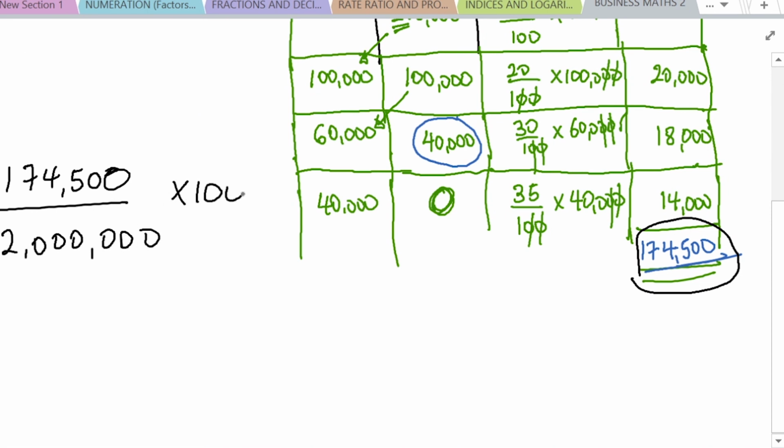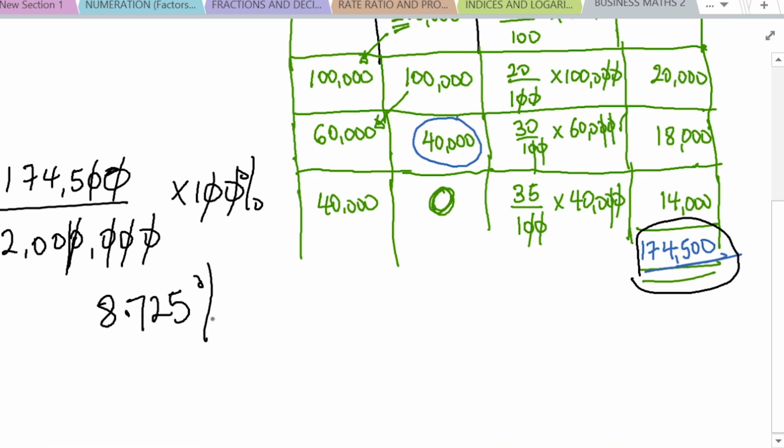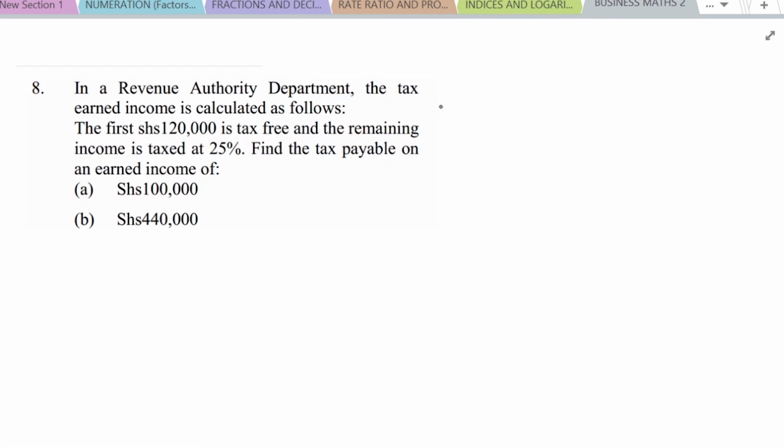Multiply that by 100%. These 2 zeros go with those 2 zeros. This goes with that. This goes with that. And then the rest is calculator work. So we shall end up with 8.725%. So that is the percentage of the tax she pays on her gross monthly income. And that's it. In a revenue authority department, the tax on earned income is calculated as follows.